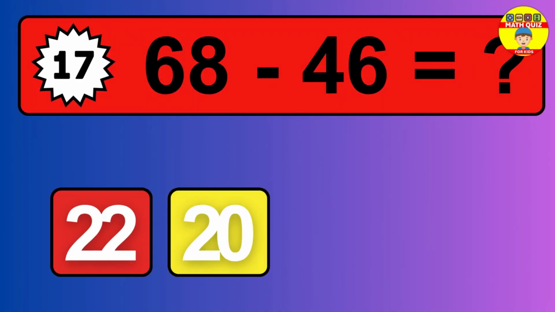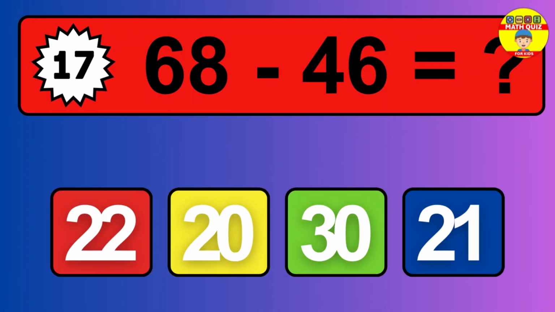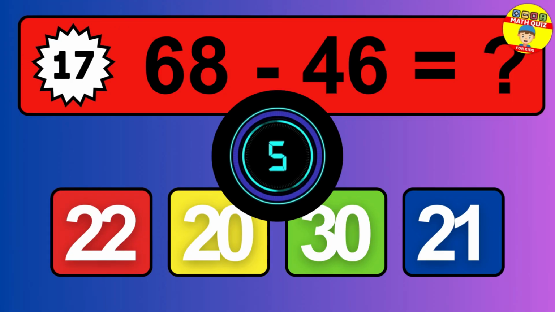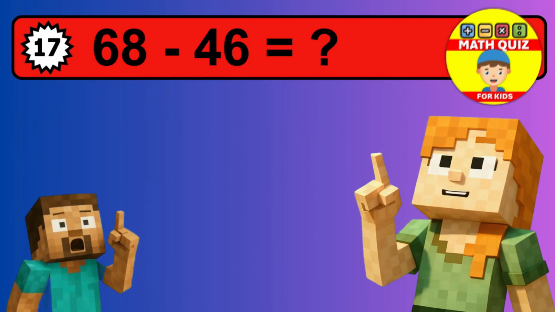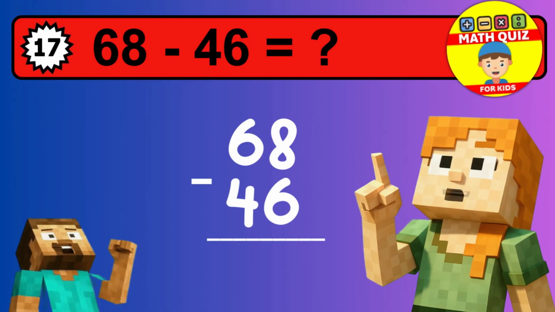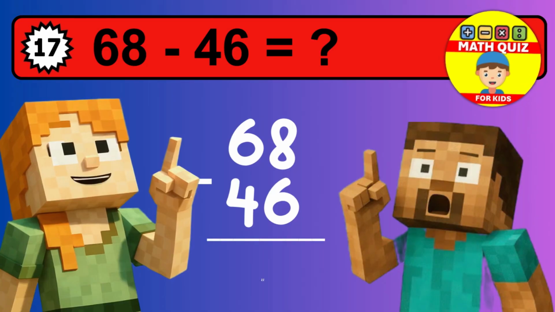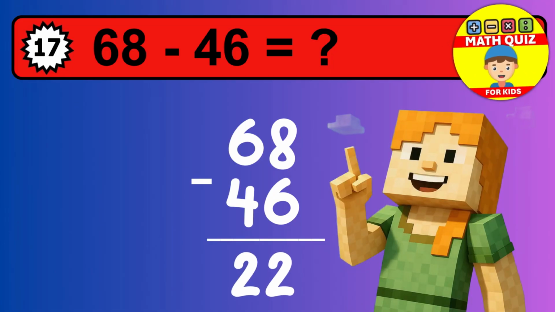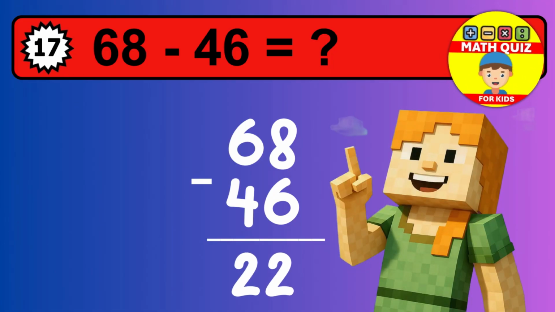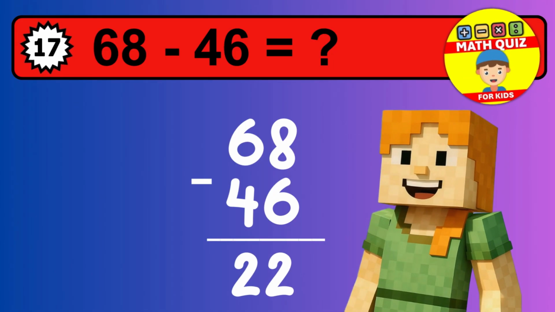What is 68 minus 46? Time to think. Let's solve this step by step. We start with the units. 8 minus 6 is 2. Then we go to the tens. 6 minus 4 is 2. The final answer is 22.